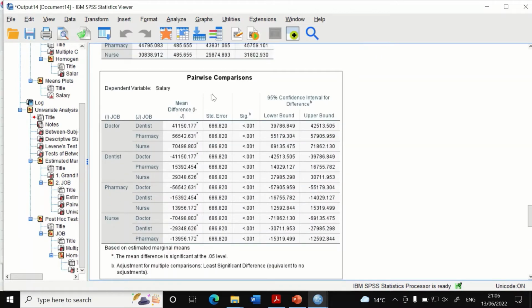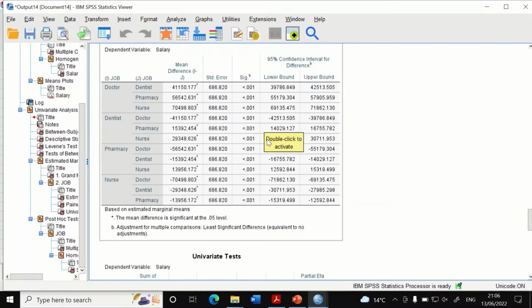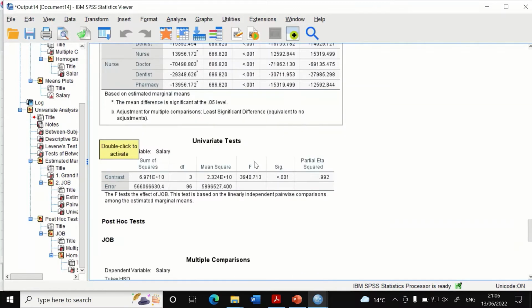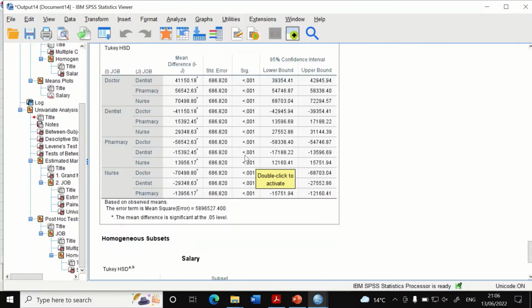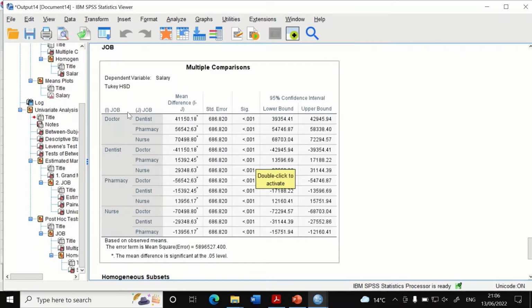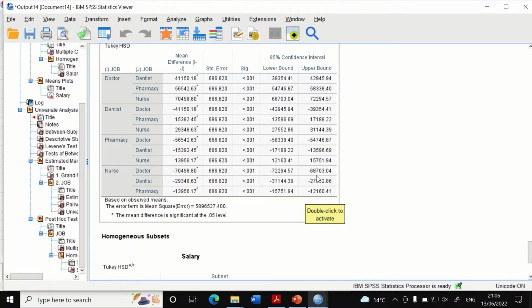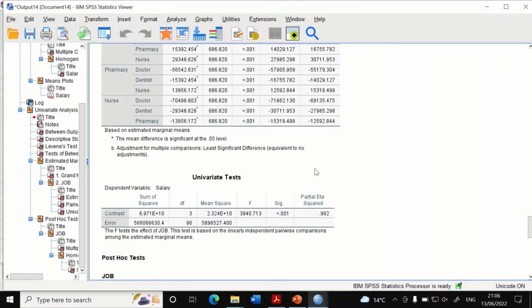Again, another table is generated, the Tukey test, showing the difference between the means and the significance value for all the possible combinations between pairs of professions. There is a significant difference between all 4 occupations, as shown here by Tukey HSD, and that's basically how the ANOVA test is performed in SPSS.